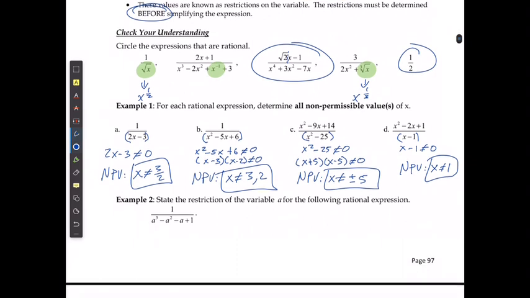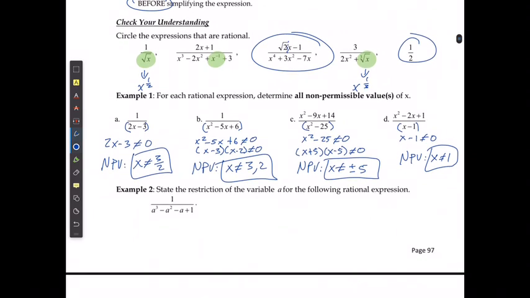If I am stating the restrictions of the variable a for the following rational expression, well, restriction is the same as saying what are my values going to make this impossible, so it's going to be the same as looking for my non-permissible values. So in this case, I'm going to say that a to the power of 3 minus a squared minus a plus 1 can't equal 0.